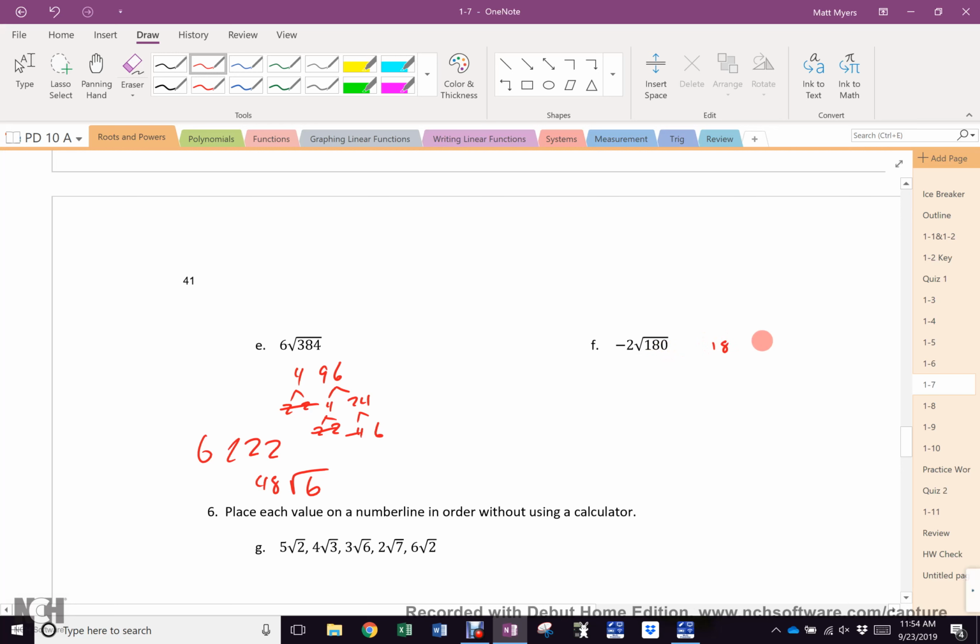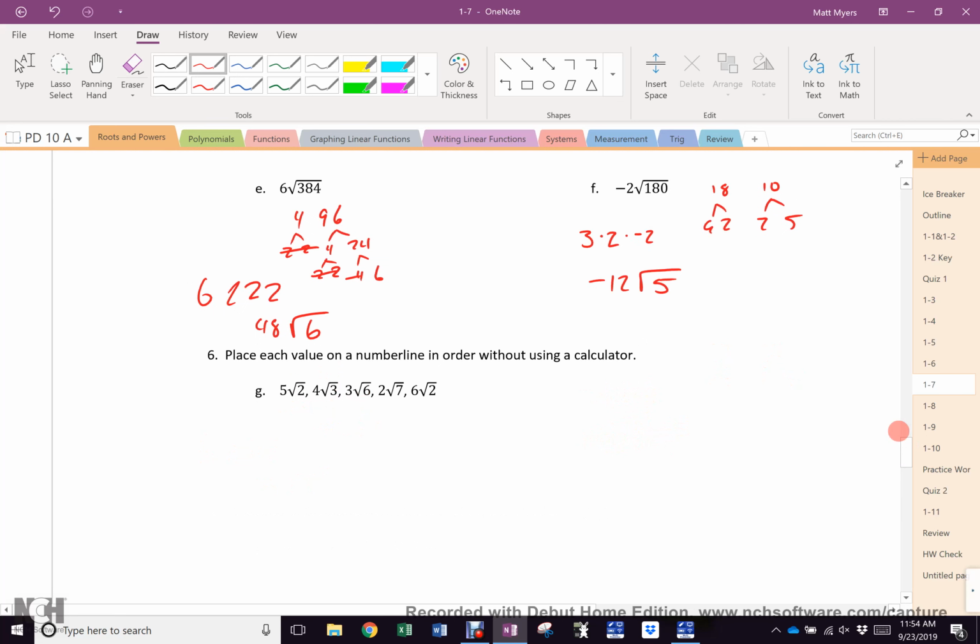180 is 18 and 10, which is where most of you probably went. Then you went 9 and 2 and 2 and 5. And of course you stopped there. Why? 9 is a perfect square and there's a group of 2. So we brought out a 3, we brought out a 2, and what was already out there? Negative 2, to get negative 12 root 5. And that's how we say that as well, negative 12 root 5.